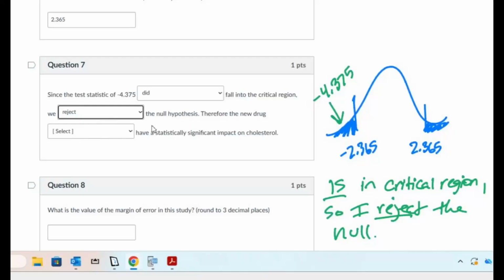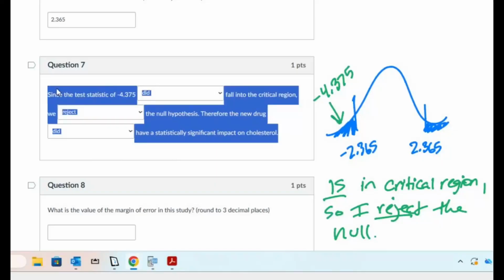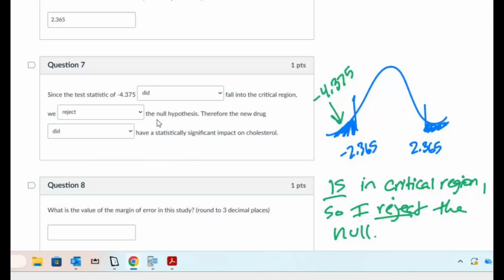Therefore, my new drug did have a statistically significant impact on cholesterol. Remember that the null is that no difference occurs. Okay, so if we reject the null, we did find a difference. This conclusion right here, these 2 sentences, will be our short answer on exam 4. So we need to be able to write this sentence come test day on exam 4.